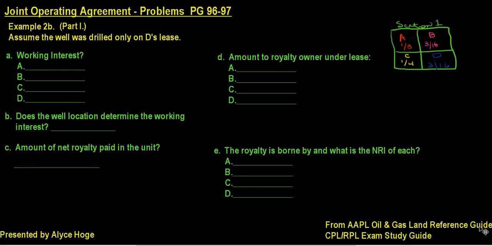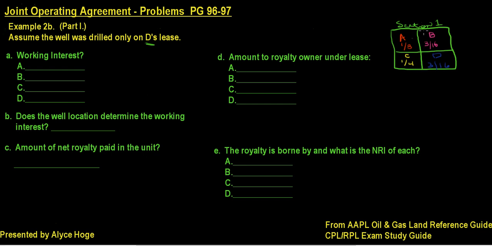Okay, now we're going to look at example 2B. This is on pages 96 and 97. It's basically the same scenario as example 2A, but they're adding an additional fact to it. The additional fact is to assume that the well was drilled this time on D's lease. So just to remind you of the facts of 2A.